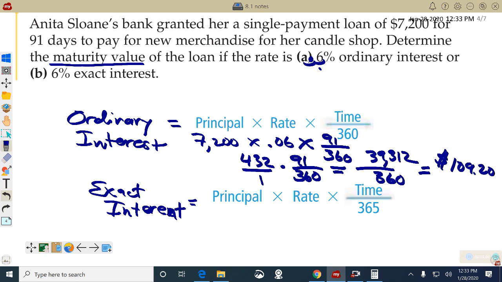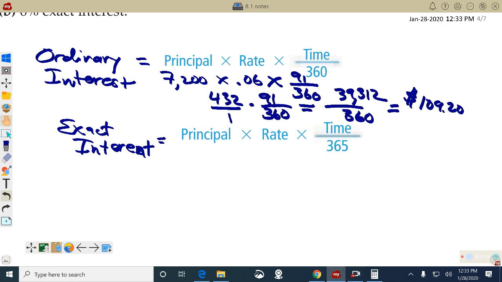Okay, that's ordinary interest. Let's find the exact interest out of a 365-day year. So everything's the same. It's just divided by 365. I'll put that one in red. So exact interest is everything's the same except I'm going to divide by 365. Look, principal's the same. The rate is the same. By the way, I'm putting the rate in parentheses because remember parentheses means multiplication. Times 91 over 365 now. Everything's the same.